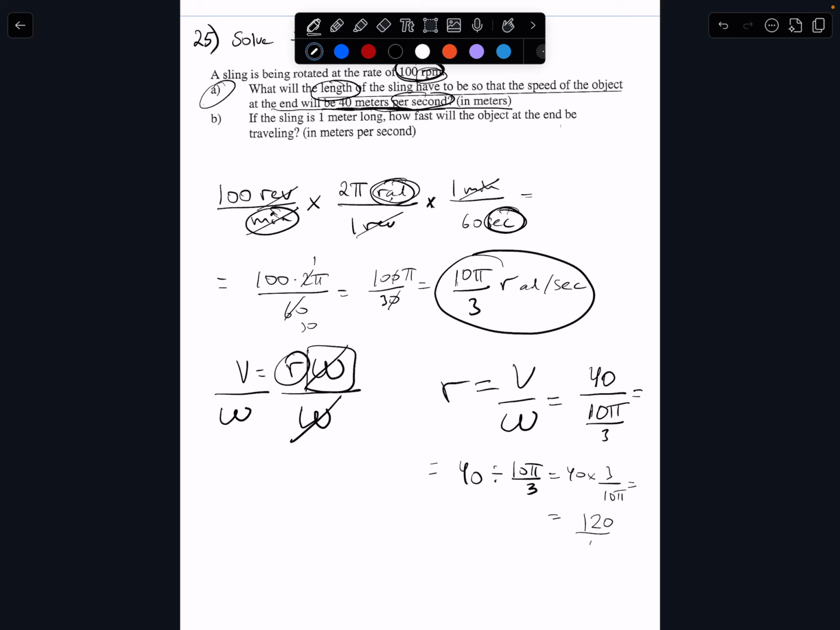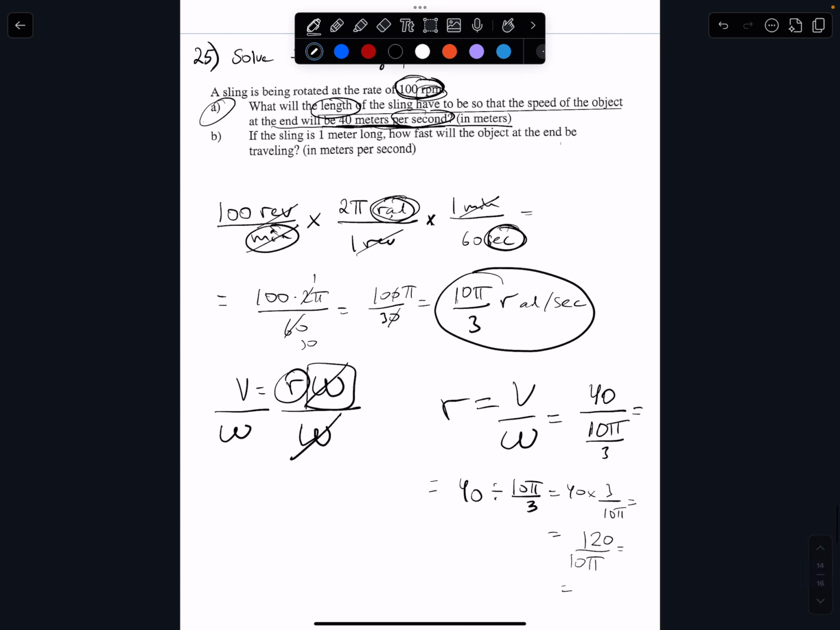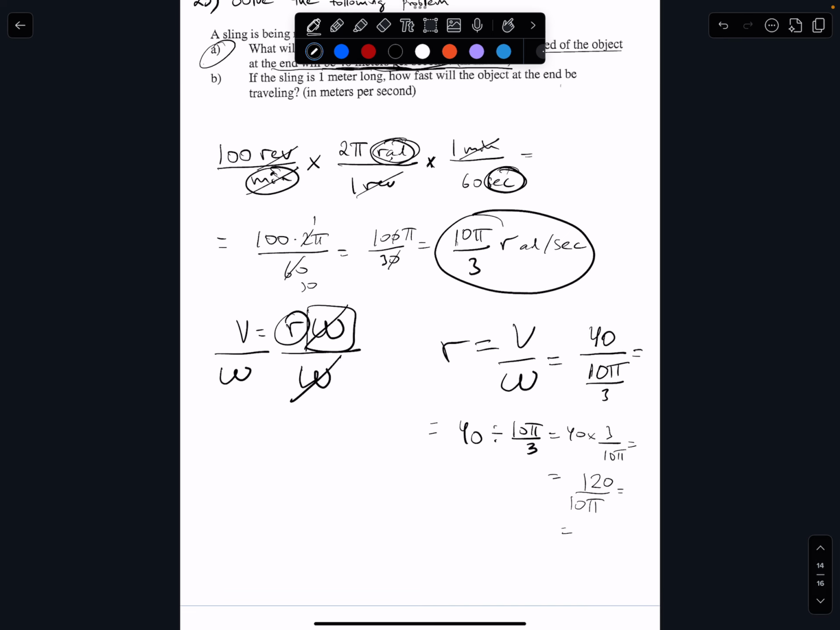This is going to take us to 120 over 10 pi, and then 120 over 10 pi is 12 over pi meters.